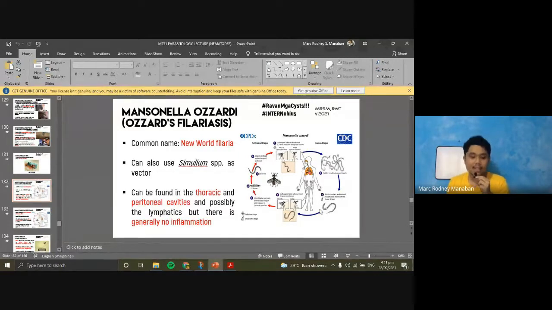Next, where can it be found? In the cavities, thoracic or peritoneal cavities, and also the lymphatics. But generally, there may be no inflammation, so it does not produce intense or serious infections. Alright? So that is Mansonella ozzardi, or Ozzard's filariasis.